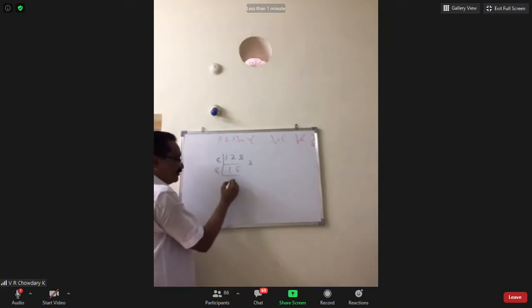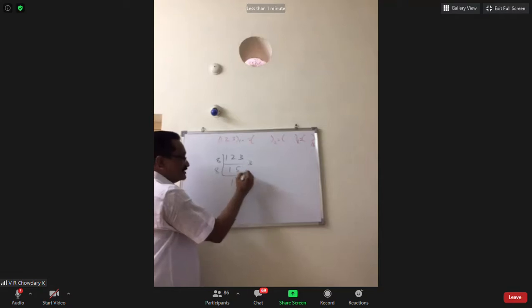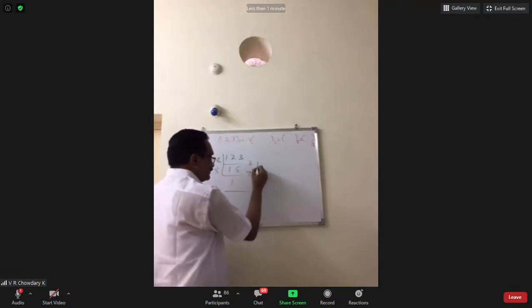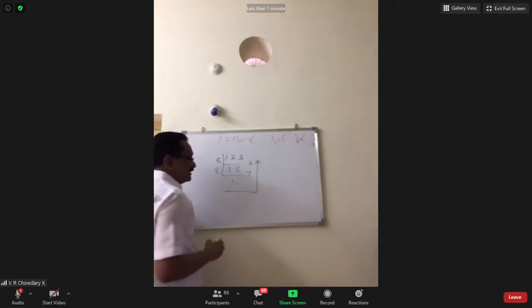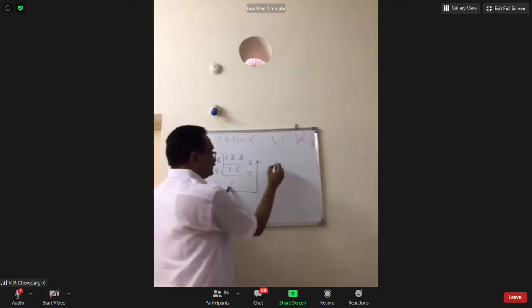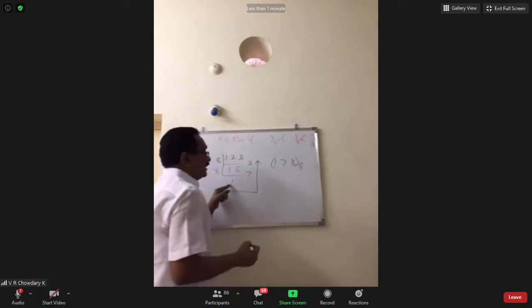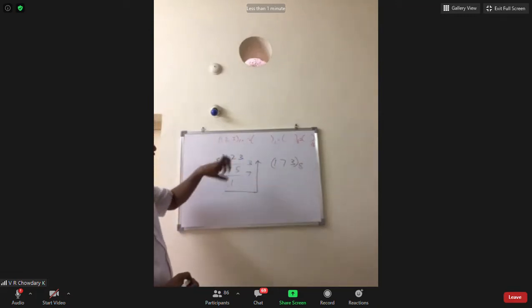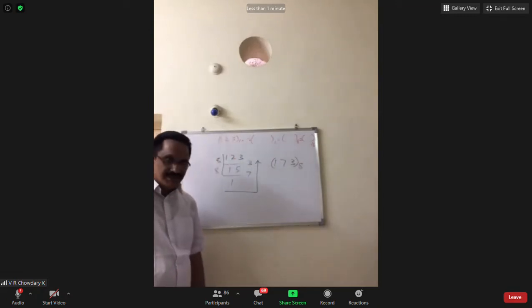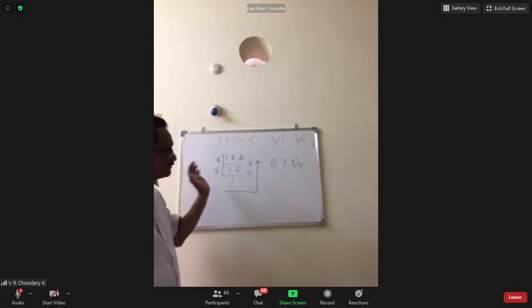So next, in the 15, 1 time. What is the remainder value? 7. So note down the remainders in the reverse order. So 173 is the octal number for decimal number 123. That is the procedure to convert the decimal number into an octal number.